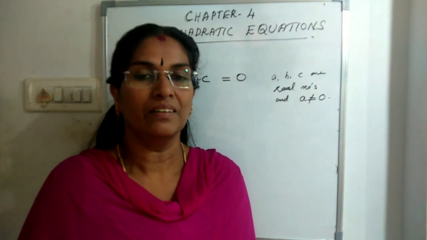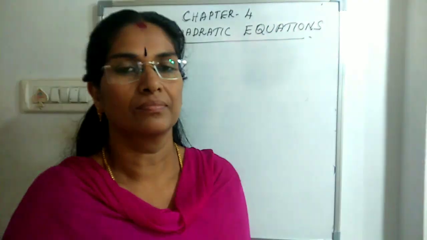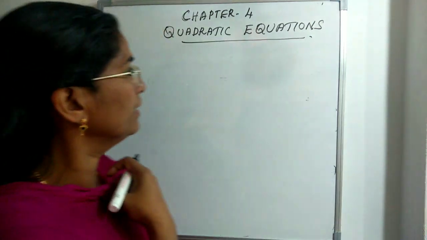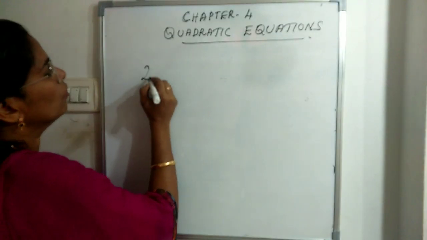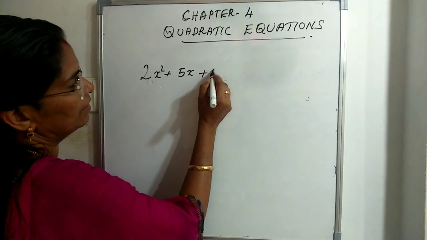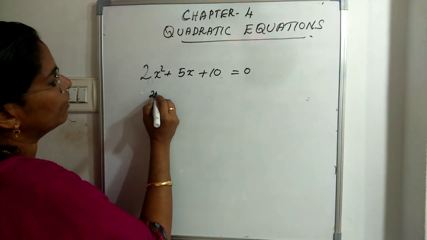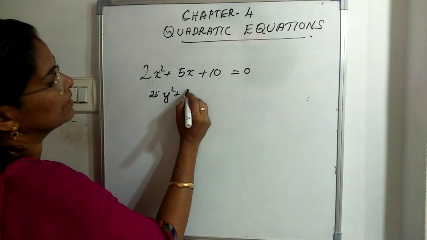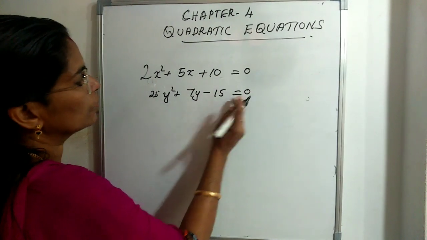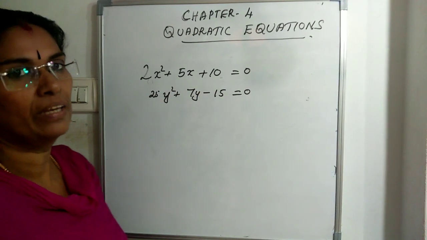Now, we can check whether the following equations are quadratic equations or not. Okay, first we can see some examples of quadratic equations. It is in the form ax square plus bx plus c. See, 2x square plus 5x plus 10 equal to 0. It is a quadratic equation. Or 25y square plus 7y minus 15 equal to 0. It is a quadratic equation in terms of y. The first one is a quadratic equation in terms of x.